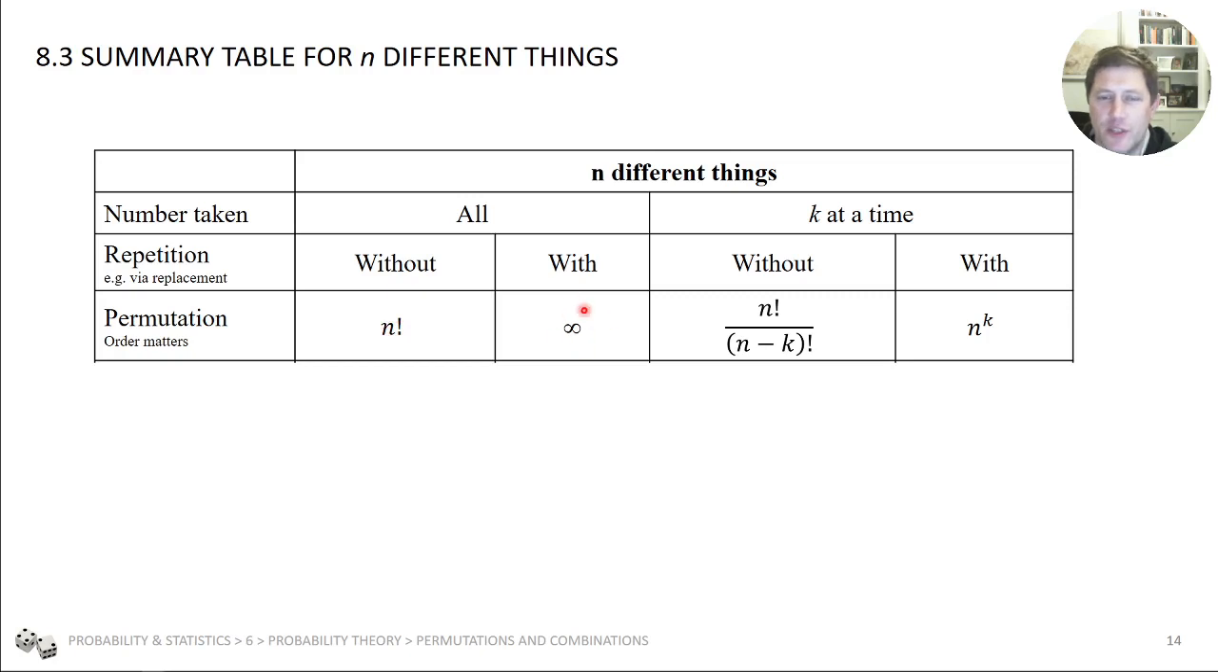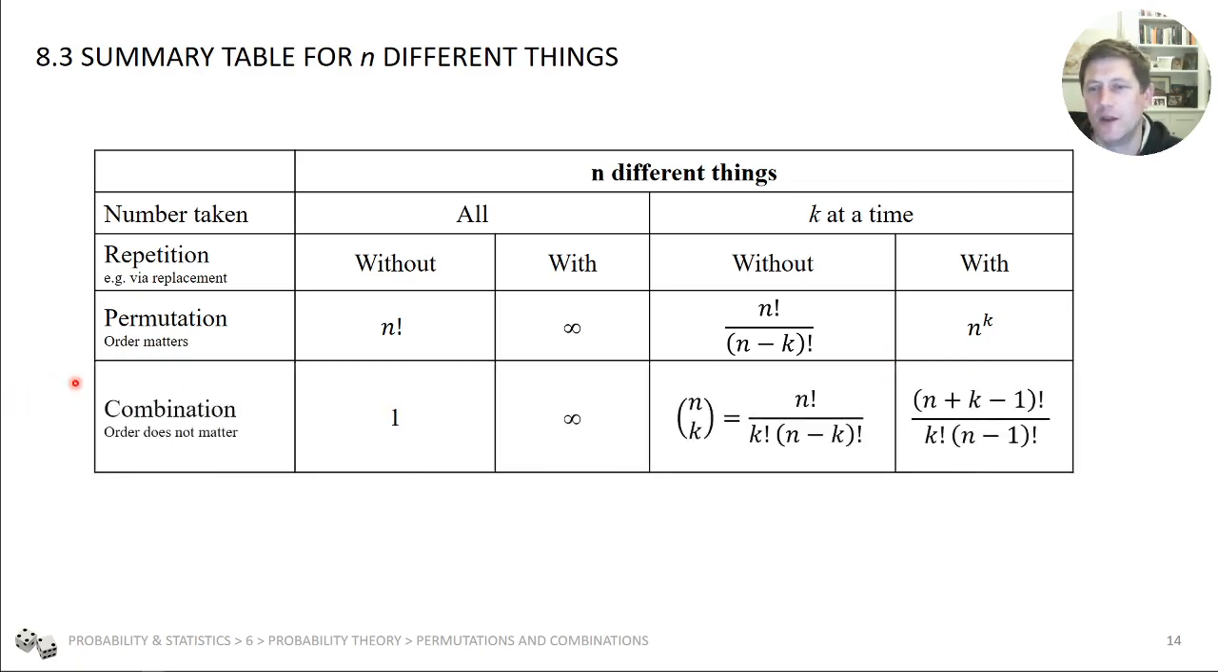If you have repetition and you're taking all of them, there's an infinite number of ways of doing that, because you take one, you replace it, you can take it again, you can just keep on taking. So there are infinitely many different ways that you could take all of those. Taking k at a time without repetition, we've got n factorial divided by n minus k factorial, and with repetition we've got n to the k.